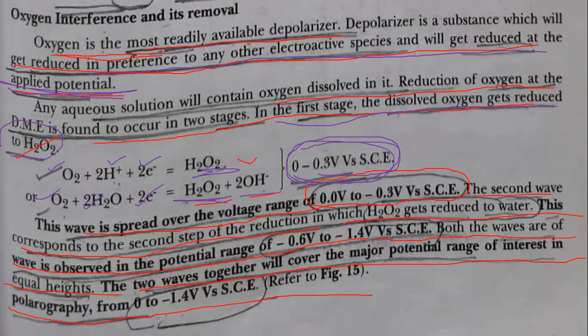As we know, the range of this instrument, as I told you at the beginning, is from minus 0.2 to 0.4 volt, something like that, and oxygen should not interfere. This is our motto. Hence, we are going to remove it. This first wave is spread over the voltage range 0.0 volt to minus 0.3 volt versus saturated calomel electrode. The second wave is observed in the potential range minus 0.6 volt to minus 1.4 volt.